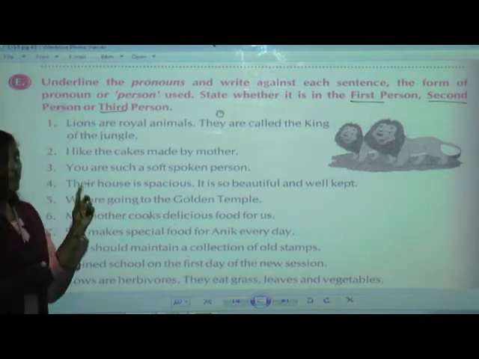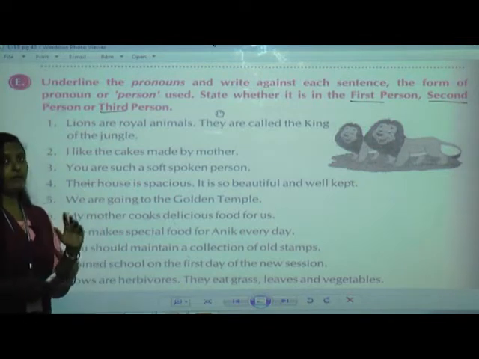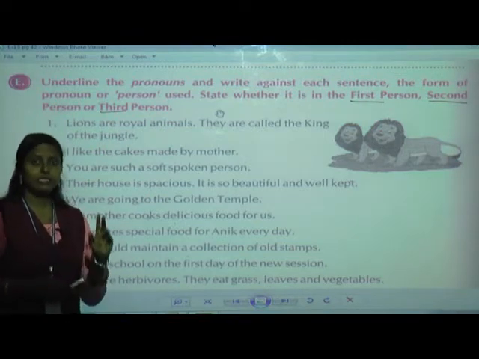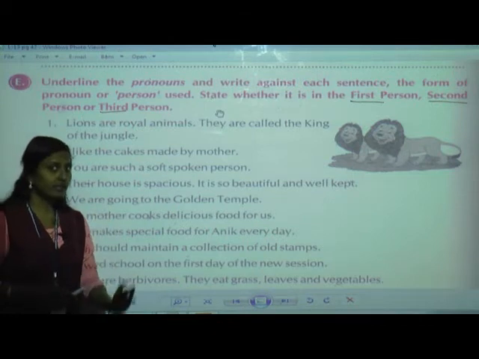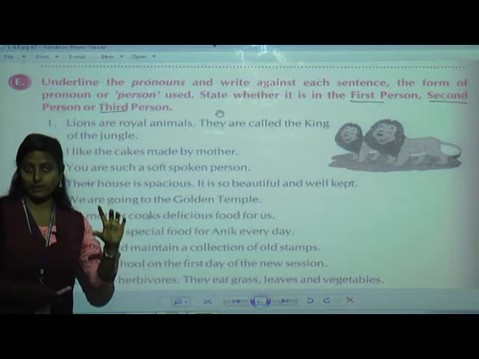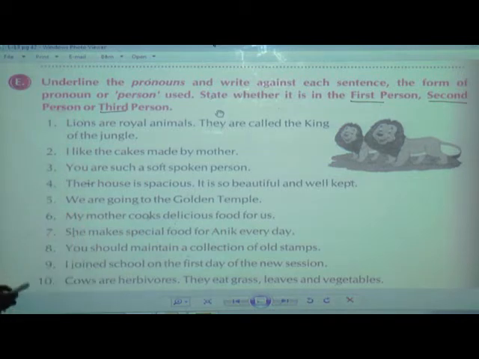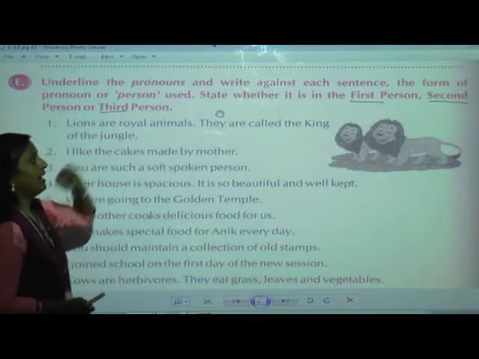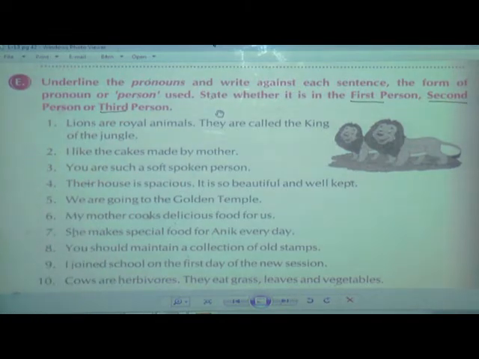Again I'll repeat. First you have to underline the pronoun, and after underlining it, you have to write whether it is in the first person, second person or third person. I have told you that block, that table you have to learn by heart, so it will help you to write over here. Are you ready, students? Okay. Now I am talking to one of my friends. So what is the first sentence? Lions are royal animals, and they are called the king of the jungle.